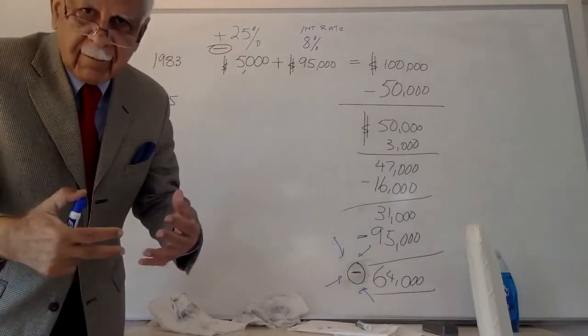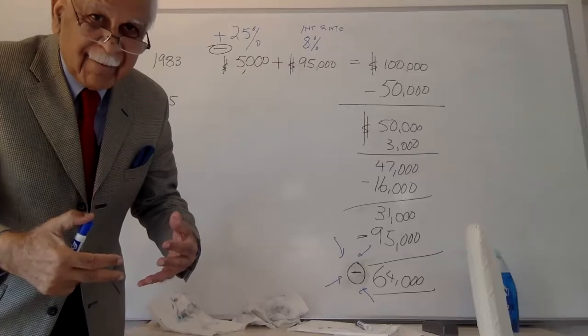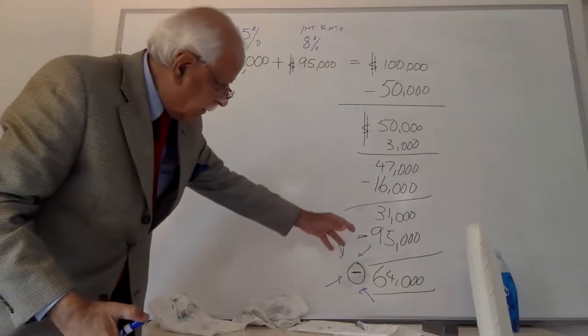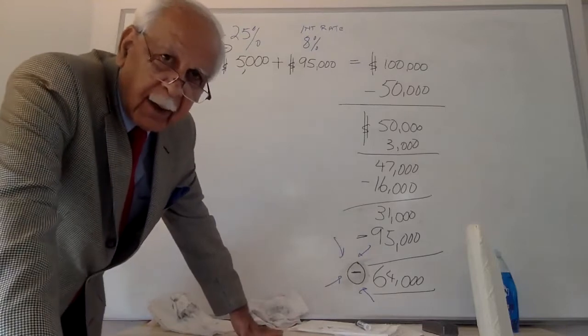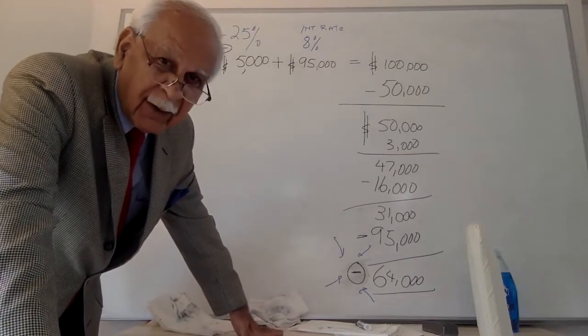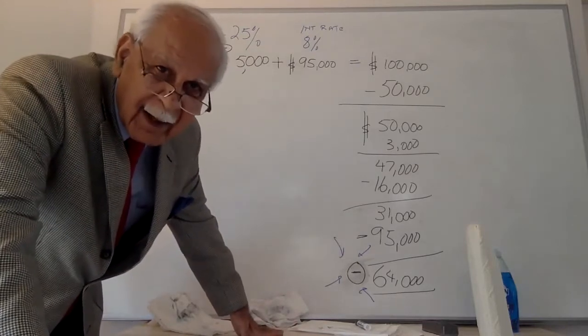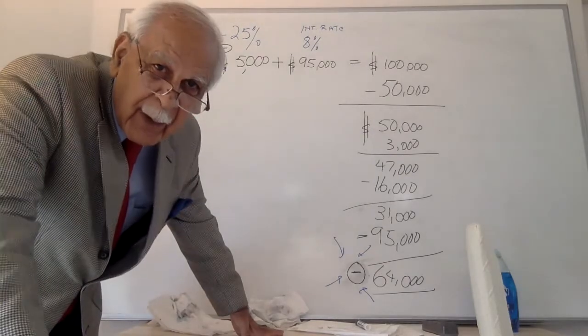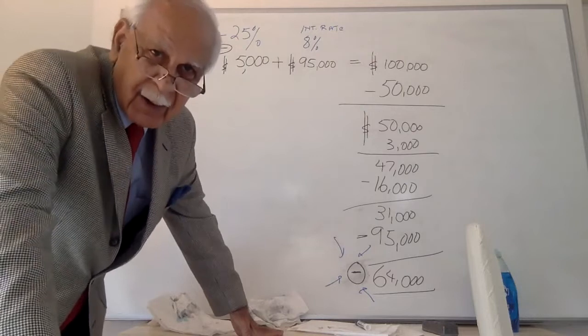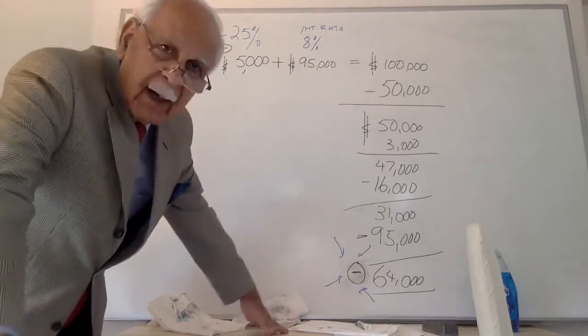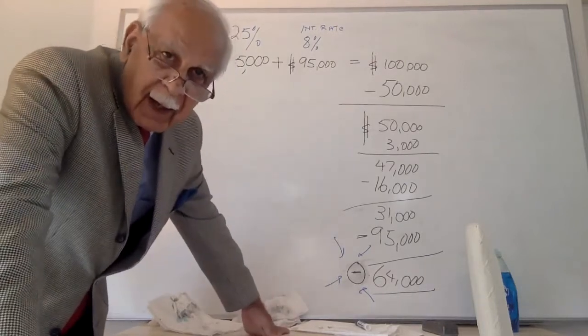You see the arrows? Minus. After paying the bank 95, Johnny has got to pay $64,000 minus. Where is he going to get that money from? He is bankrupt. He says, I am bankrupt. I can't pay anything. I don't have the money.